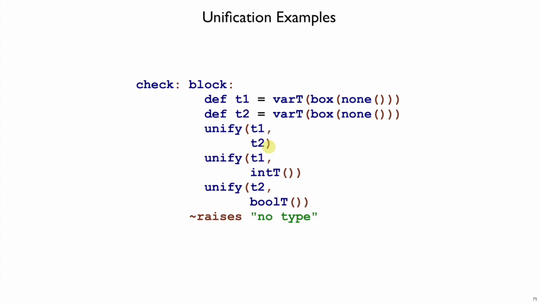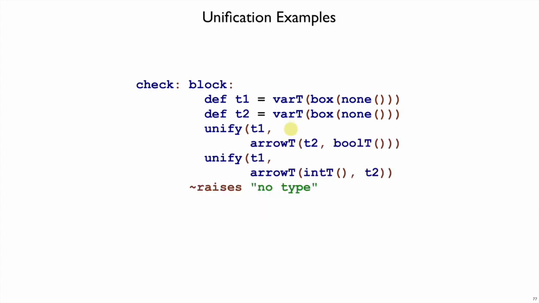If we unify t1 and t2, and then we also unify t1 with int, then t2 somehow inside is also unified with int. And so trying to unify t2 with bool after that should produce no type. So this example illustrates how this unify does set up a connection between t1 and t2. And it doesn't matter what order we do them. If we unify t2 with bool first, then we still fail, and when we later try to unify t1 with int.